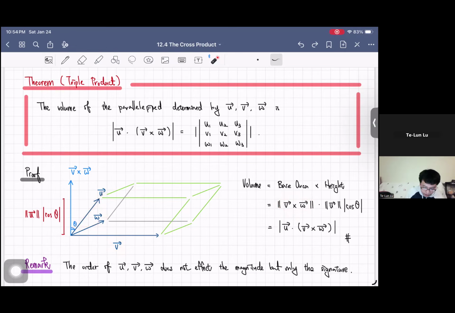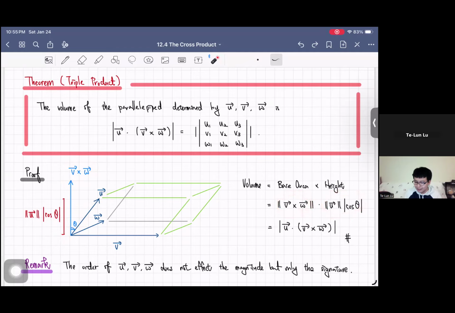So I make everything consistent here. If you're doing V cross W, V is here, W is here. Taking care of the orientation of the right-hand rule, you get V cross W pointing upward in this case. So I want to project the height U to here, which gives you U cosine theta, where theta is the angle between V cross W and U, right? So you have base times height.